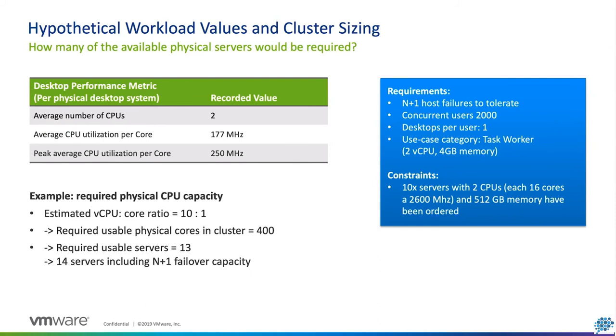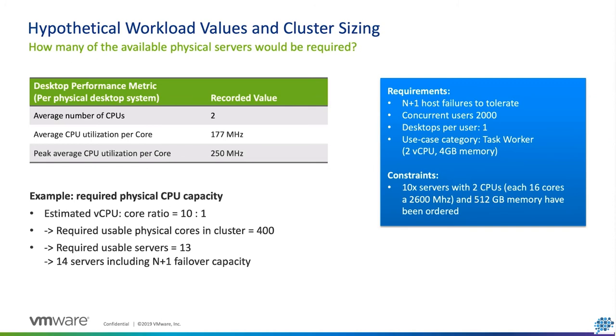So, let's come back to the constraints. Our customer already has bought 10 servers with 2 CPUs, where each CPU has 16 cores at 2600 MHz. And every server has 512 GB of memory installed, which means we already have a certain physical server set available, not sized for the requirements, but bought upfront. Very realistic scenario. So the question is, how many physical servers would we need to fulfill those requirements?